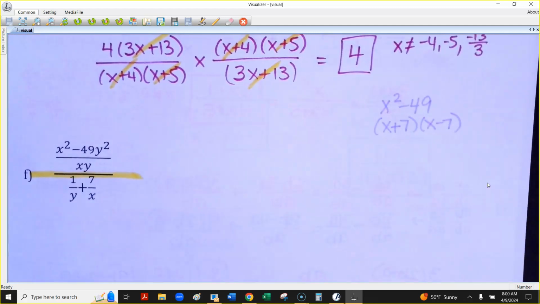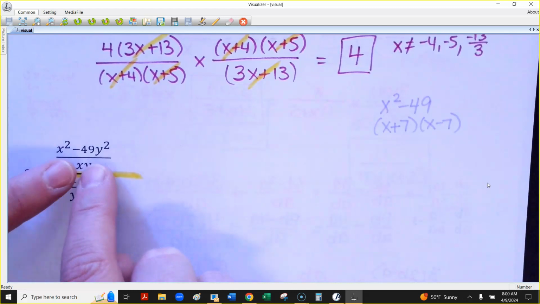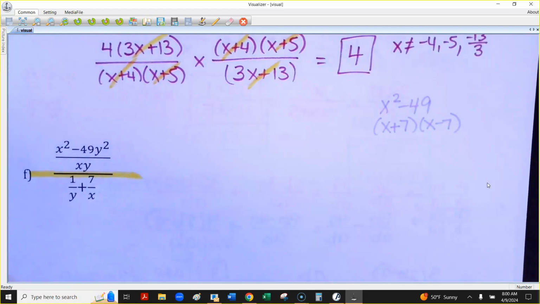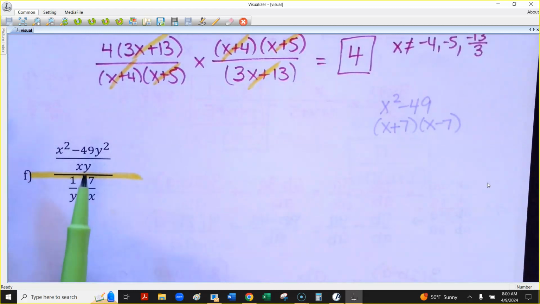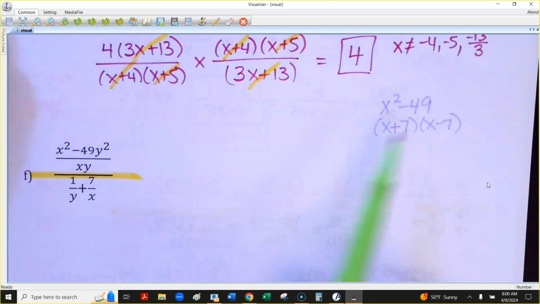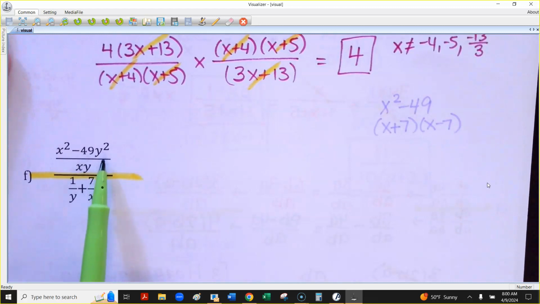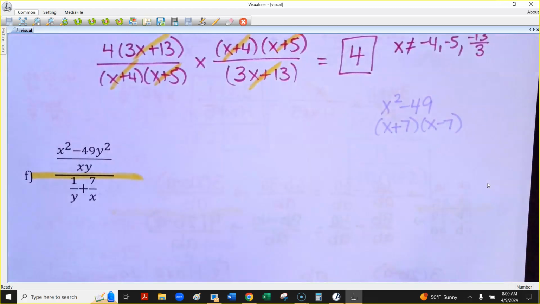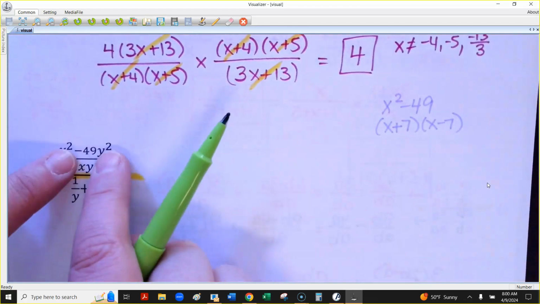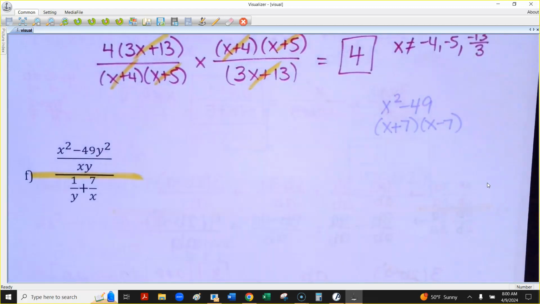Okay, so this is a little weird, but the top of this fraction, the numerator, the top part of this complex fraction, is actually a difference of squares. It's really similar to this, but it has a y squared instead of just a plain 49. Does anybody know how you can factor x squared minus 49y squared? Like, what would the two factors look like? Eli, what do you think?